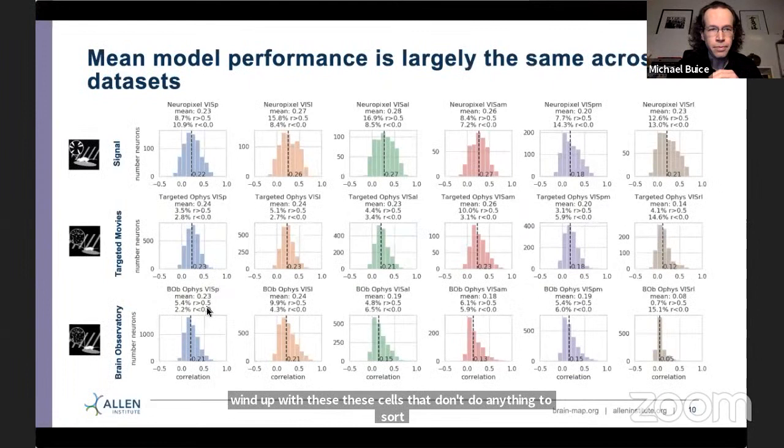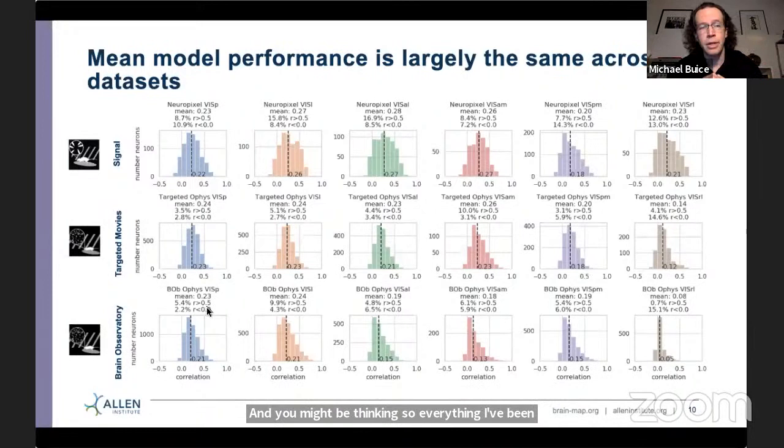And you might be thinking, everything I've been talking about so far has been two-photon calcium imaging. You might think, okay, this is a two-photon problem. Maybe if you do this with spikes, you get a different result. And in fact, that's not true.